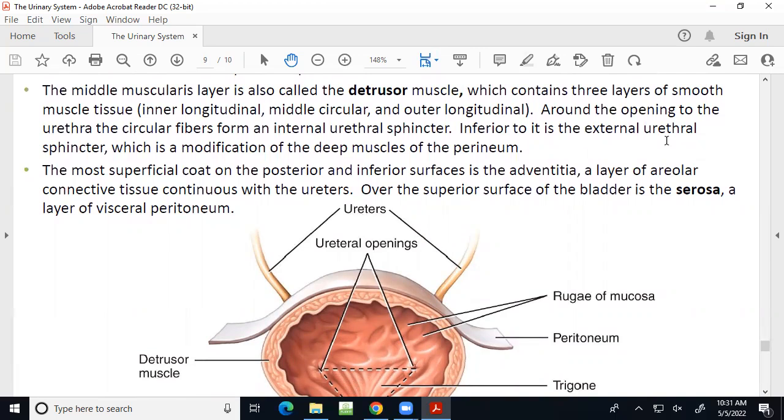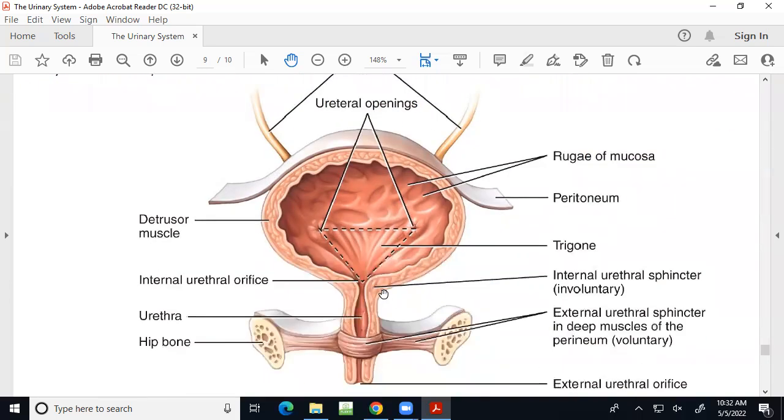The middle layer of the bladder is the muscularis layer. Although it has a special name, it is called the detrusor muscle and is made up of 3 layers of smooth muscle, an inner longitudinal, a middle circular, and an outer longitudinal. And that's very similar to the stomach, which also had 3 layers. Around the opening to the urethra, the circular fibers form what's called the internal urethral sphincter, not the orifice. The orifice is the opening.